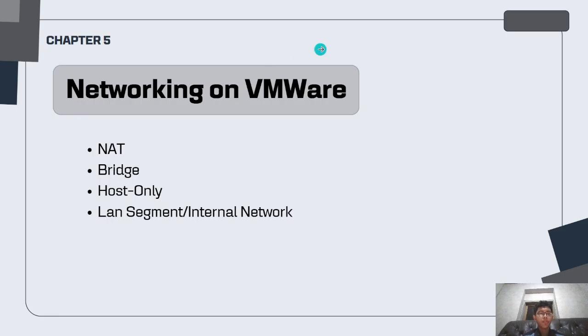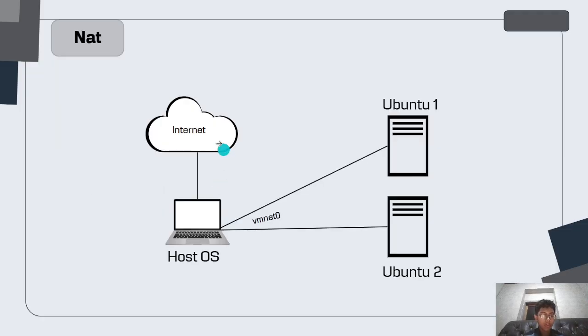In chapter 5, which is networking on VMware, I will practice and explain about the NAT feature, bridge, and then host only, and the last one is LAN segment or internal network. For the first feature, which is NAT, I will use the same case as the last case on VBox.